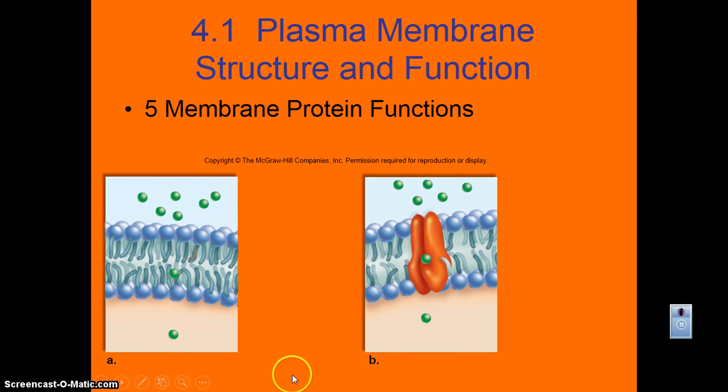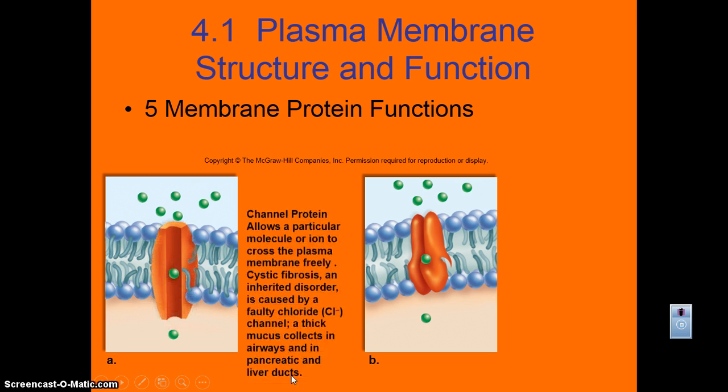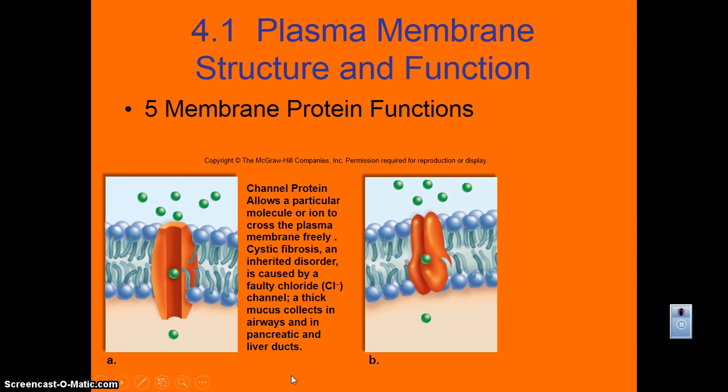There's 5 membrane protein functions. The first one is the channel protein. This allows particular molecules or ions to cross the plasma membrane freely. Cystic fibrosis is a disorder caused by a faulty chloride channel. So this chloride ion doesn't go through properly, and it causes mucus to collect in your airways, pancreatic ducts, and liver.